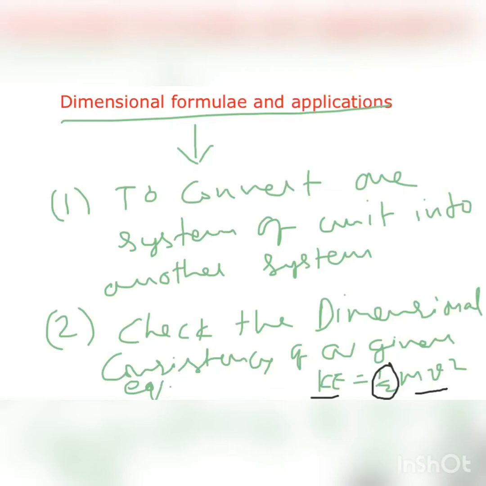Those limitations we'll discuss later. Suppose z is equal to x plus y. Is this equation correct or not? Z equal to x plus y. Is it dimensionally correct or not? To check that, to verify LHS and RHS, we use dimensional analysis.